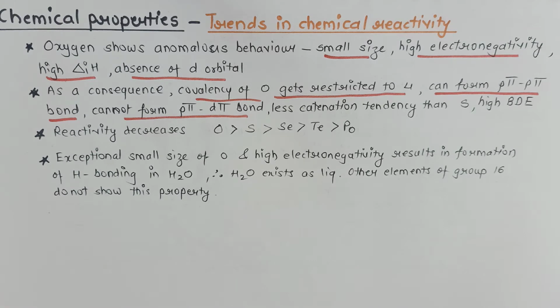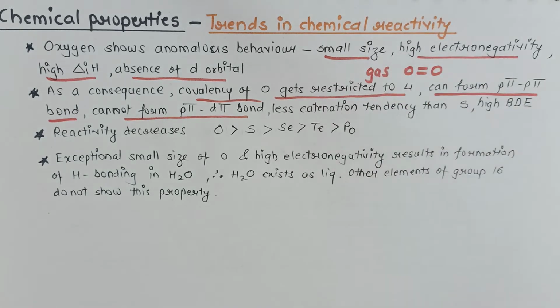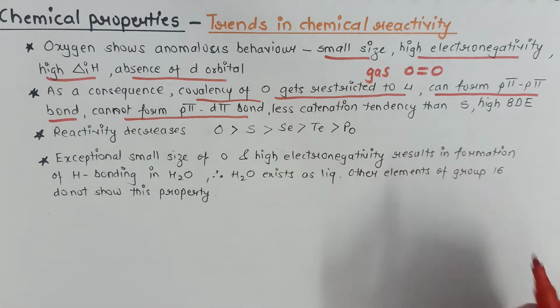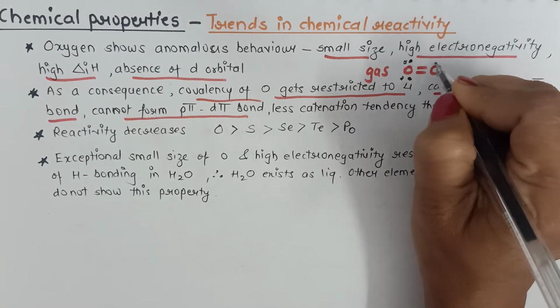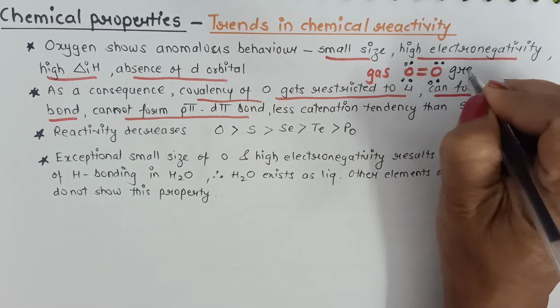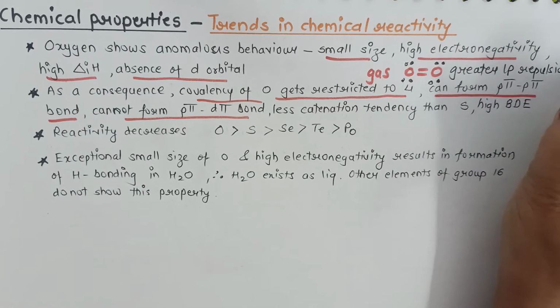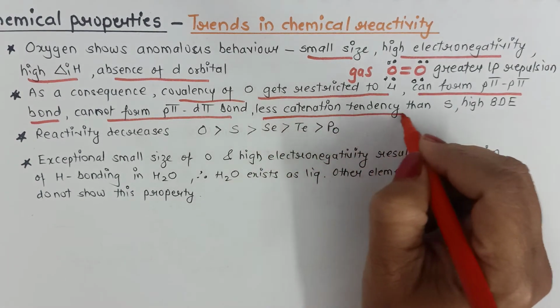Since it is very small in size, oxygen exists in gaseous state with double bonds in them. Okay. Now less catenation tendency than sulfur. Why? Because in oxygen, when it is doubly bonded, there will be 4 lone pairs, and there will be greater lone pair repulsion. And therefore oxygen will have less catenation tendency as compared to that of sulfur.